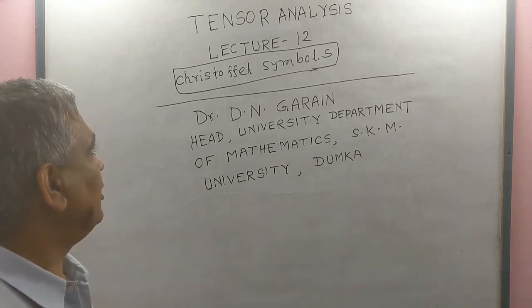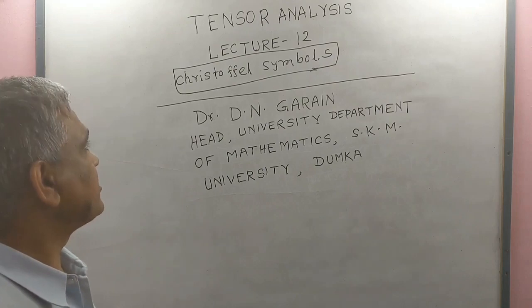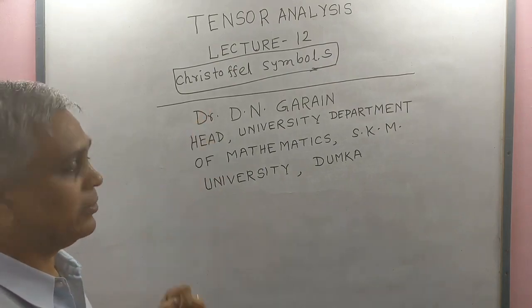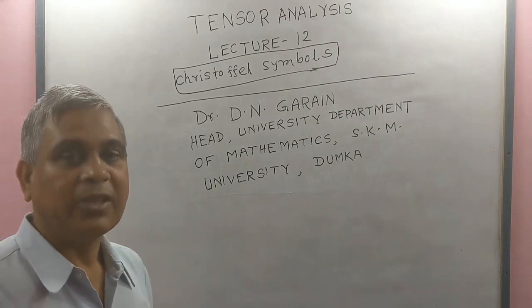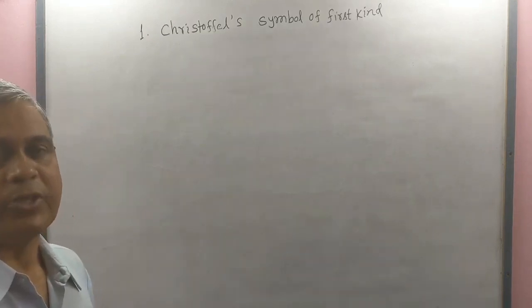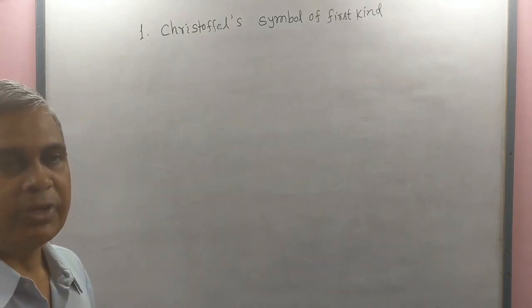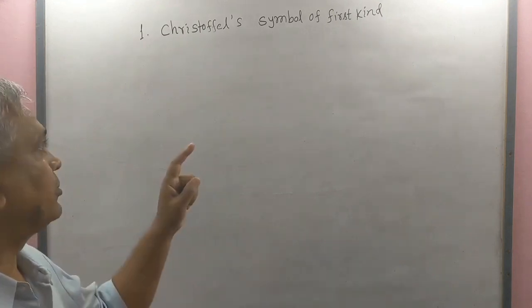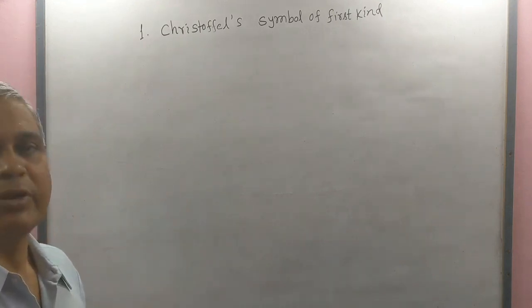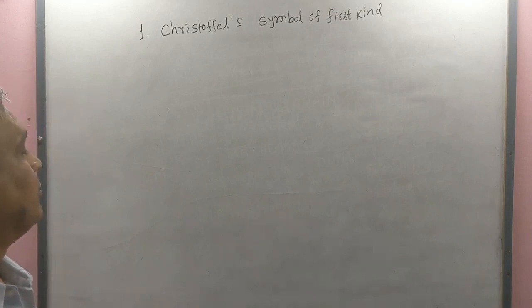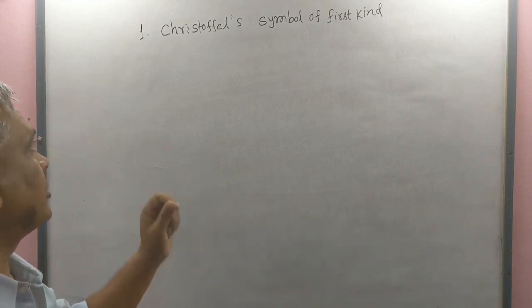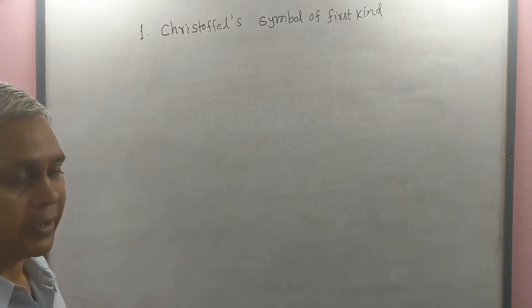Today I will discuss tensor analysis lecture 12, which includes Christoffel symbols. There are two types of Christoffel symbols: number one, Christoffel symbol of first kind, and number two, Christoffel symbol of second kind. Firstly, I will discuss the Christoffel symbol of first kind.